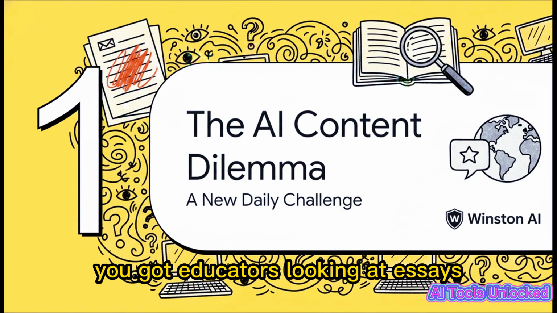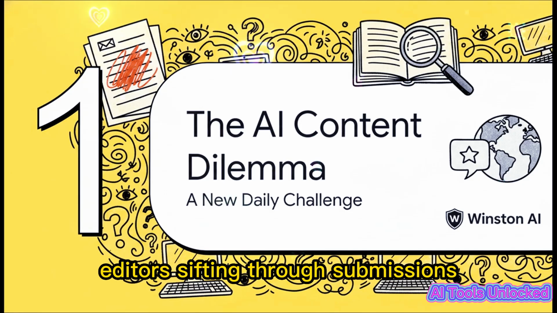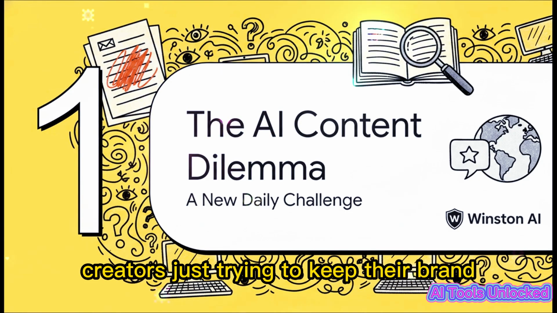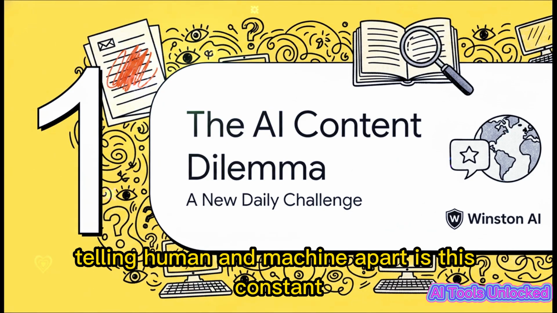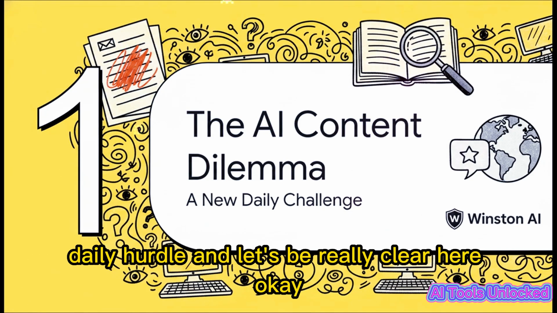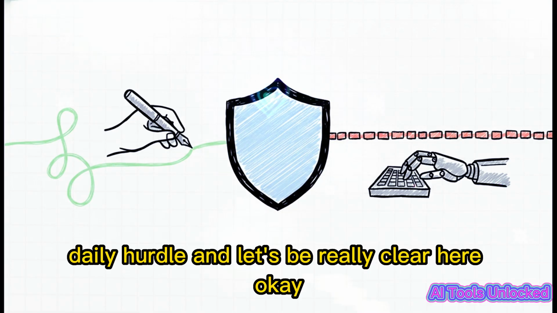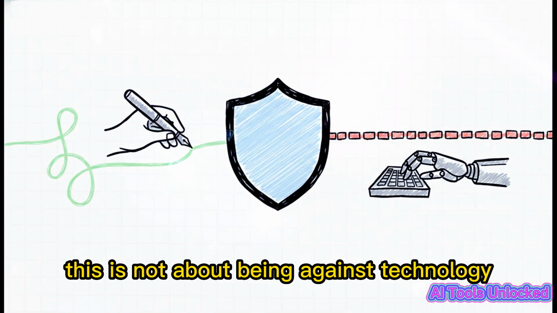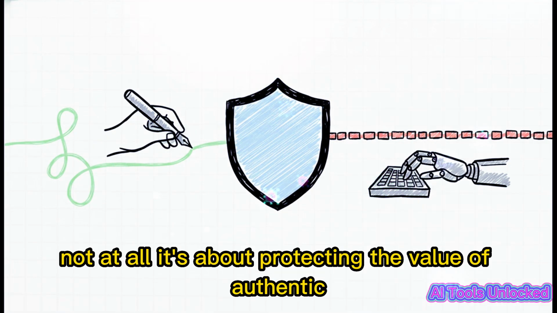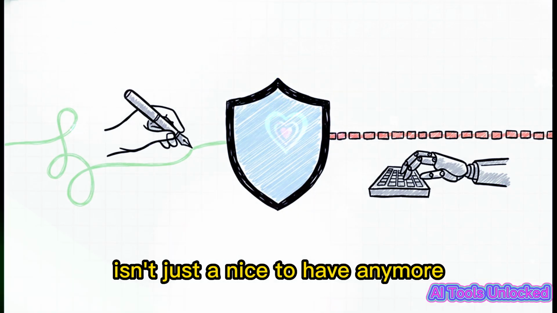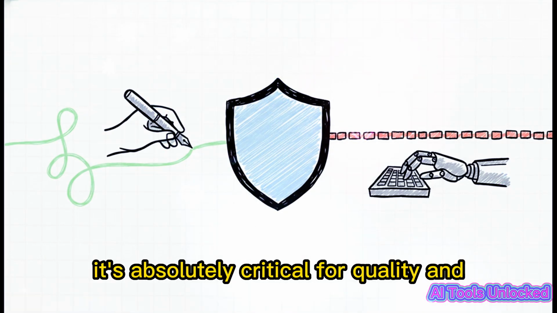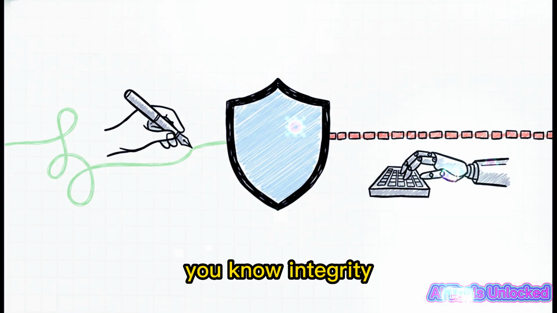You got educators looking at essays, editors sifting through submissions, creators just trying to keep their brand voice consistent. Suddenly, telling human and machine apart is this constant, daily hurdle. And let's be really clear here, okay? This is not about being against technology. Not at all. It's about protecting the value of authentic, original human work. Knowing where your content is coming from isn't just a nice to have anymore. It's absolutely critical for quality and integrity.